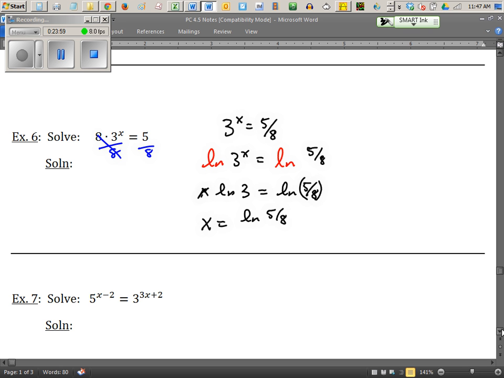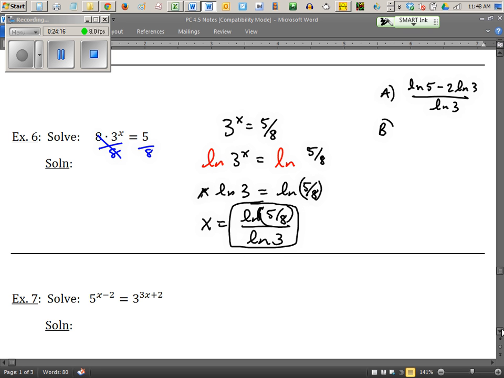Okay, now let's say that you're taking a test and it happens to be multiple choice. And you just got your answer and you're very proud of it, and you circle it. But then you look over at your answer choices and you see stuff like this. Well, the answer is B.